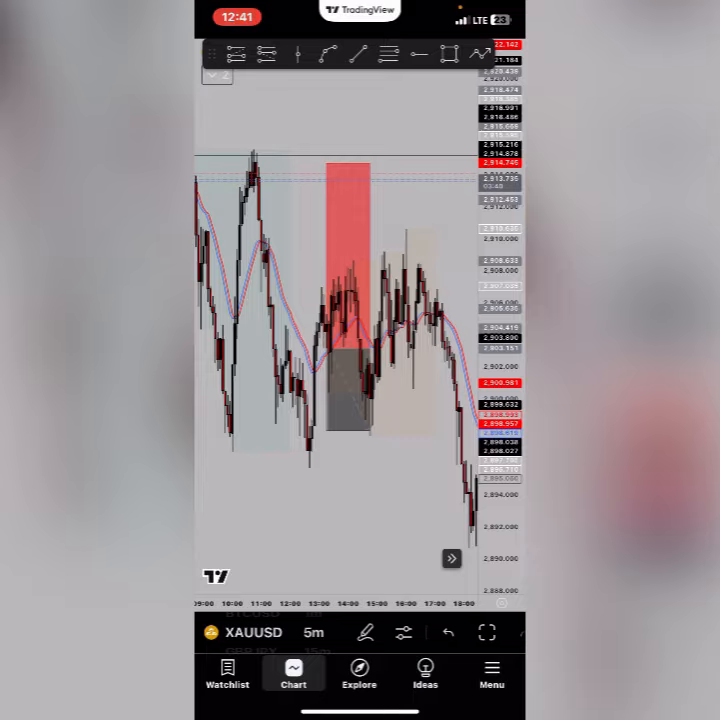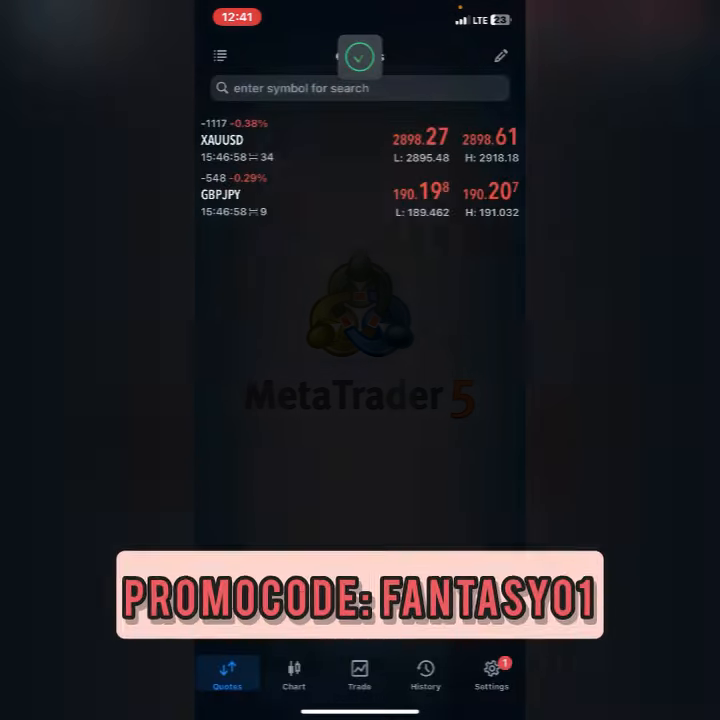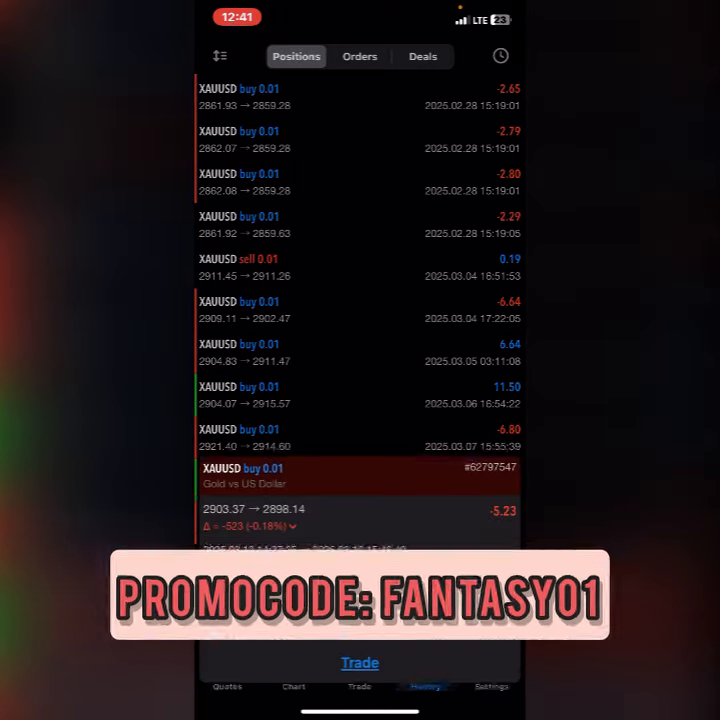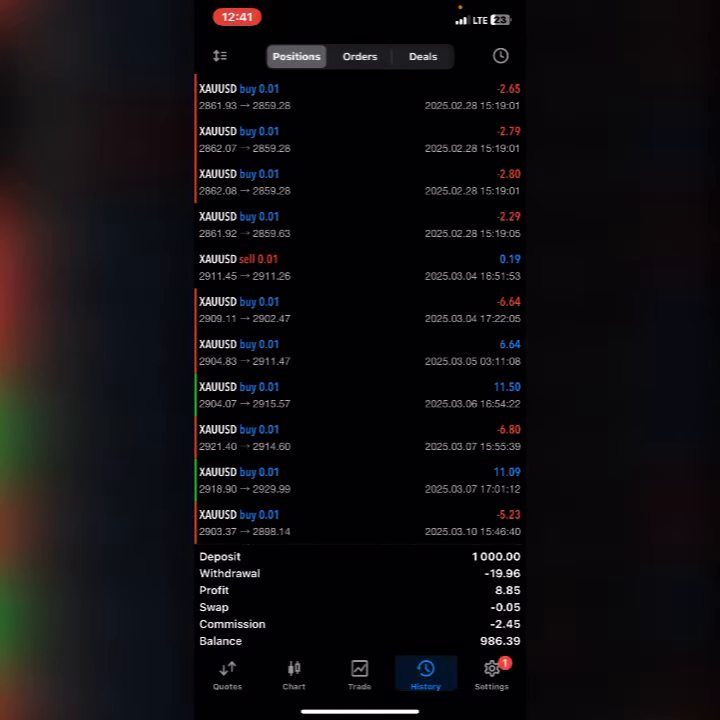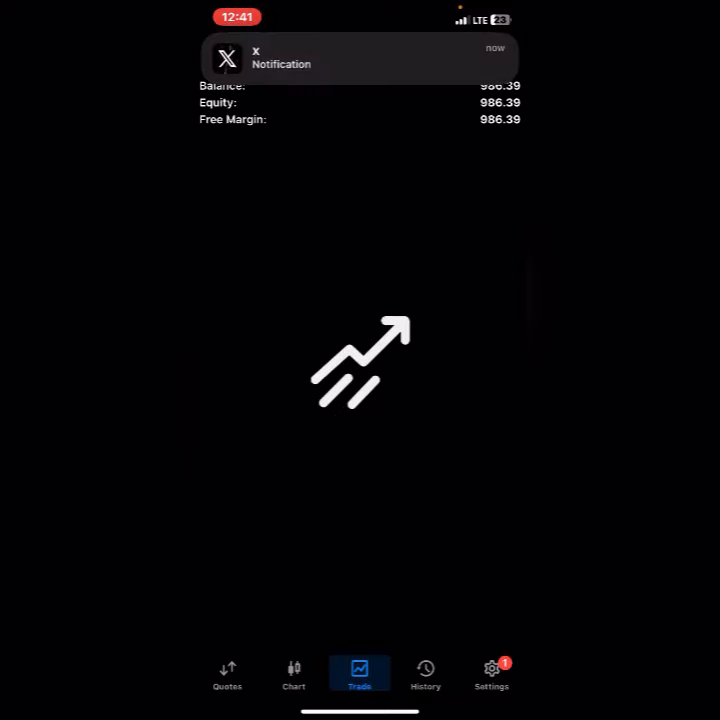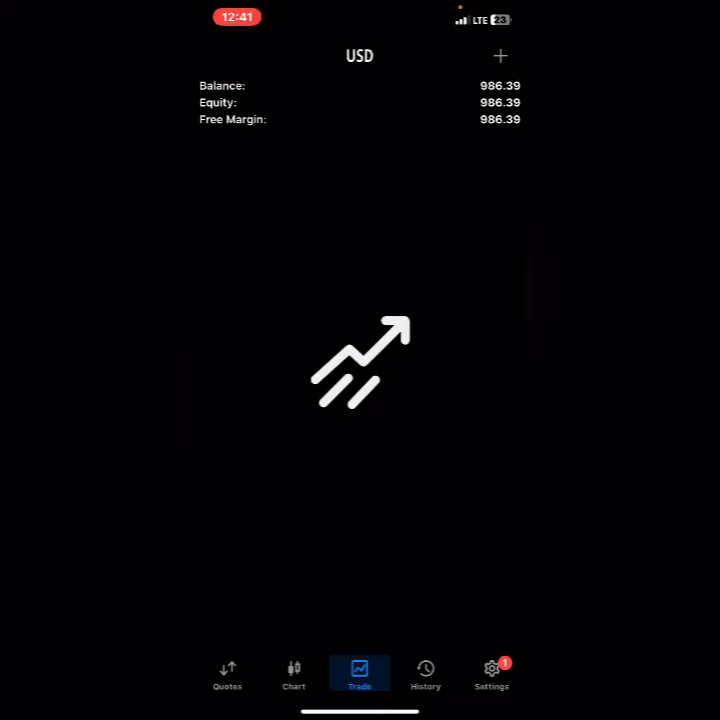So that's it, and let me show you on my MT5, right? I took a loss of $5, right? $5.23, as you can see right here. That was the loss I took yesterday. That left my balance at 986, right? It was at 991 before. It's currently at 986 right now.